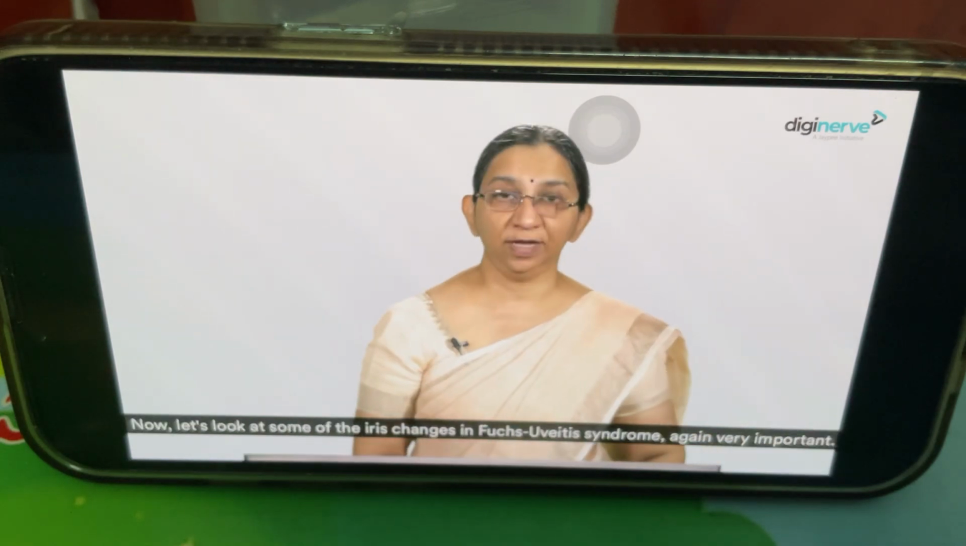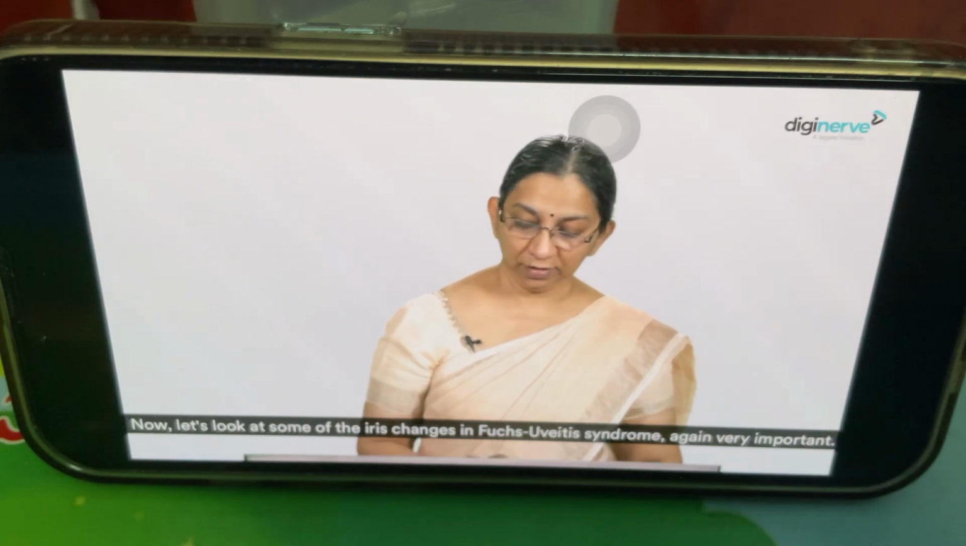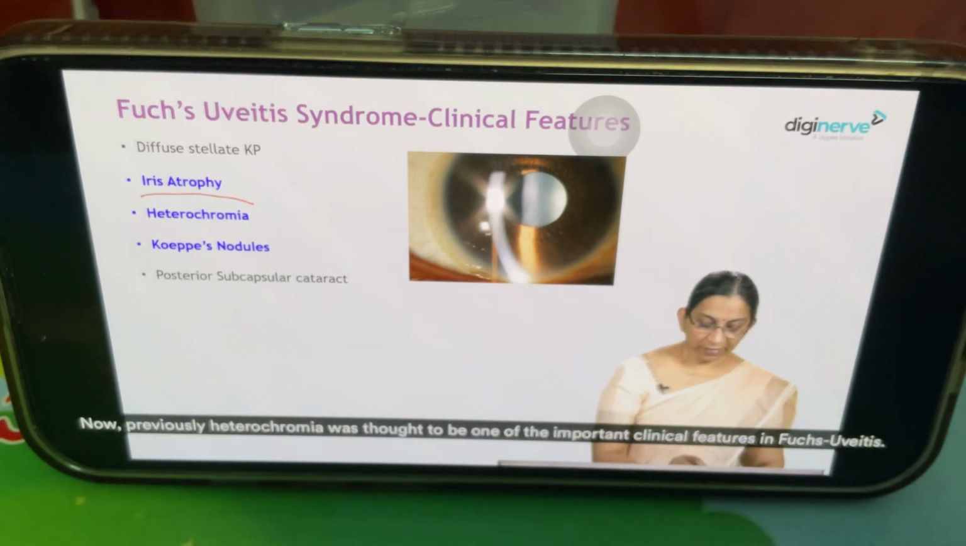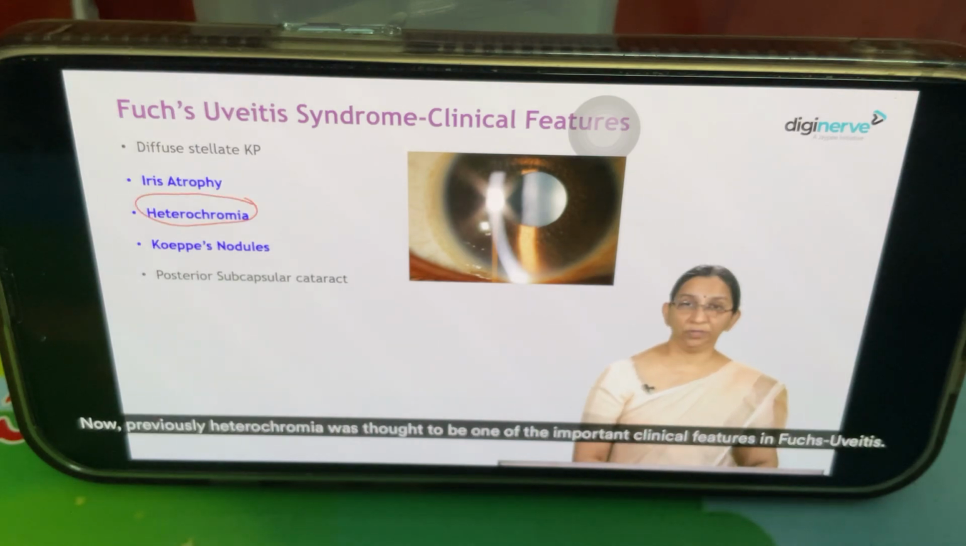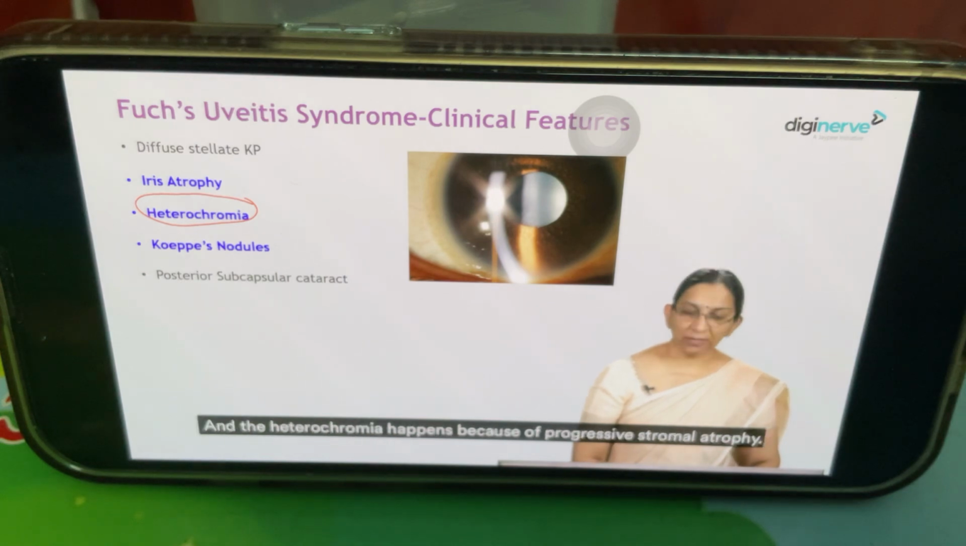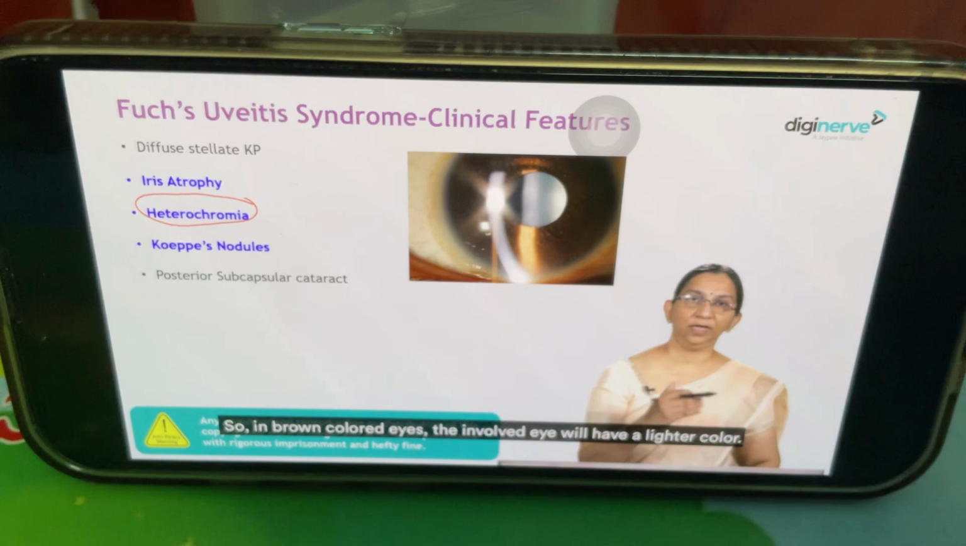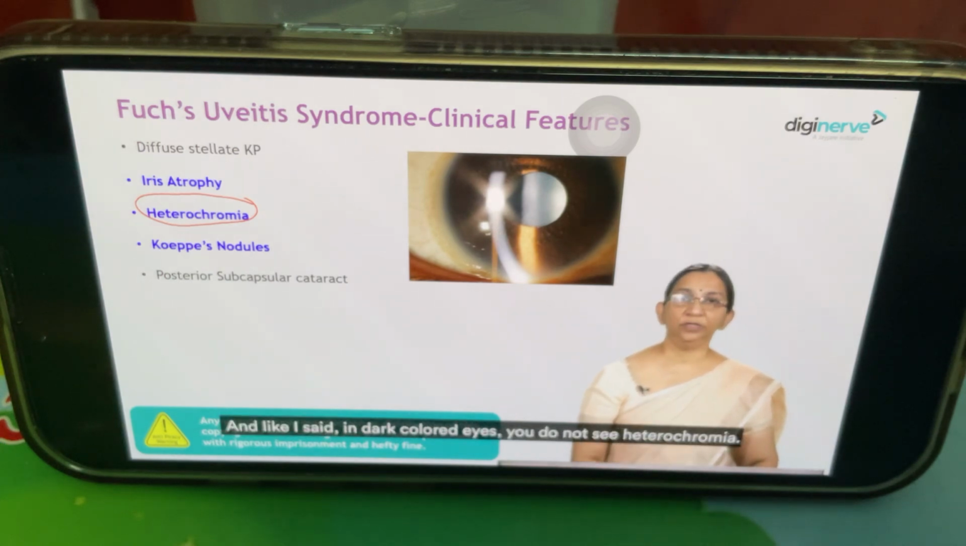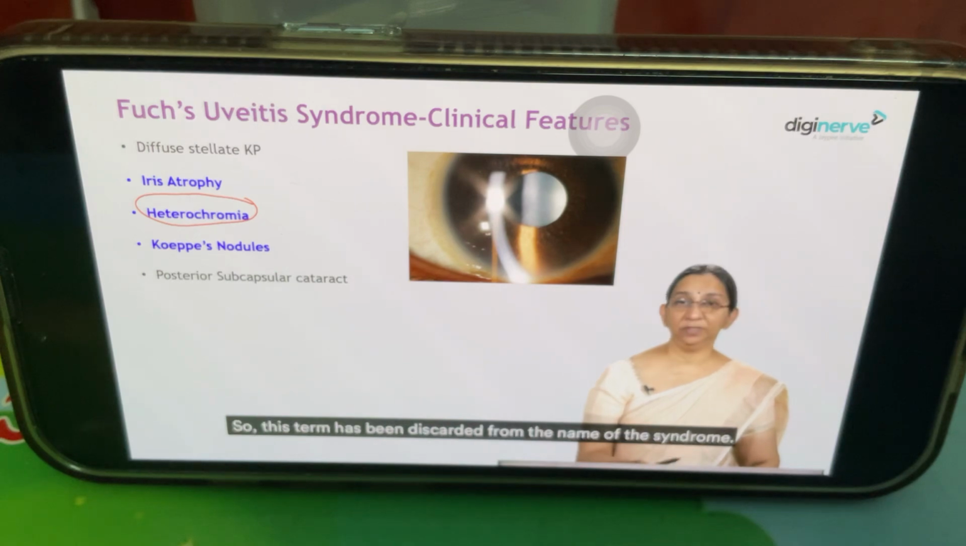Now let's look at some of the iris changes in Fuchs uveitis syndrome. Again, very important. So they have a diffuse iris atrophy, as you can see here. They can have iris nodules, including Koeppe's nodules. Now, previously, heterochromia was thought to be one of the important clinical features in Fuchs uveitis. And the heterochromia happens because of progressive stromal atrophy. So in brown-colored eyes, the involved eye will have a lighter color. But this is not a consistent feature. And like I said, in dark-colored eyes, you don't see heterochromia. So this term has been discarded from the name of the syndrome.